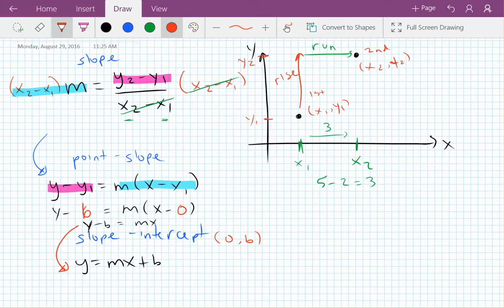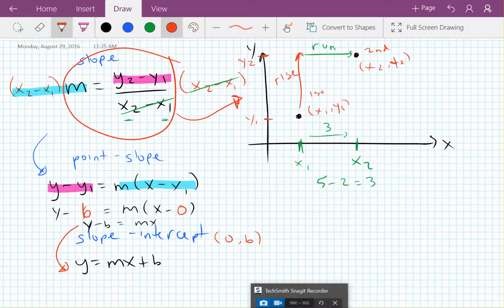And similarly, if I want to know how much I rise, I'm taking this value up here, subtracting this value. If it were 6 and 1, 6 minus 1 is 5. It's y2 minus y1, hence we know the slope formula is subtraction. All right, I hope that clears up some of the basics.